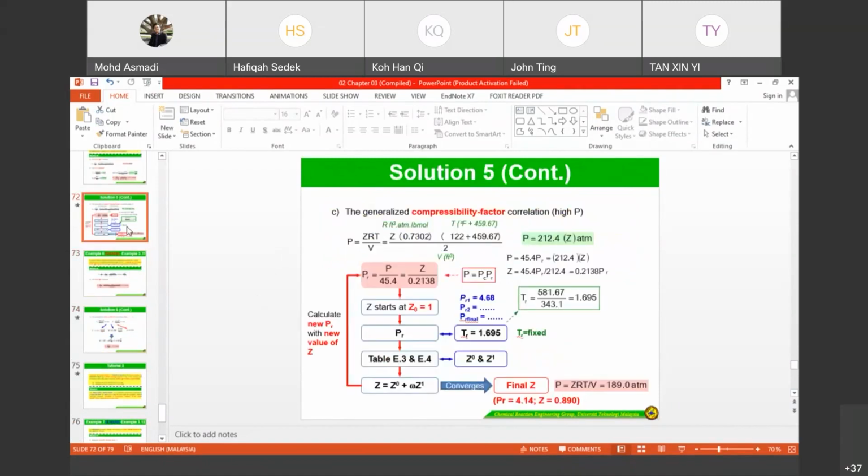So that is how you do the iteration to determine the pressure by using the compressibility factor correlation.